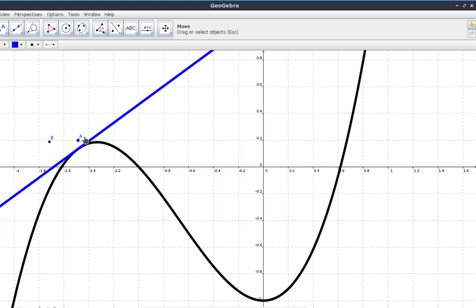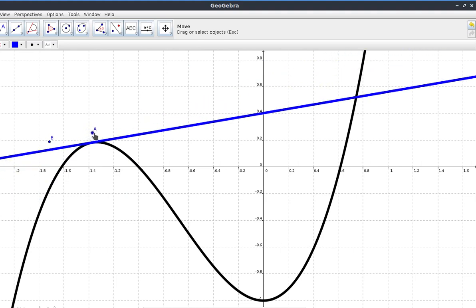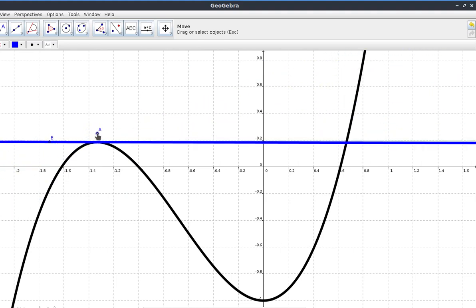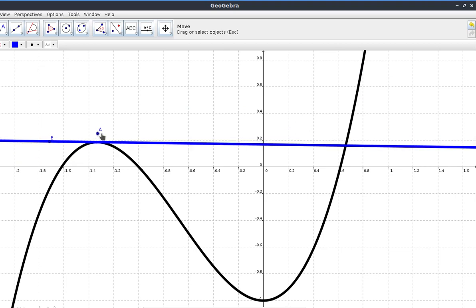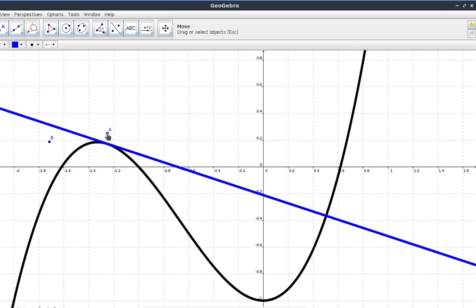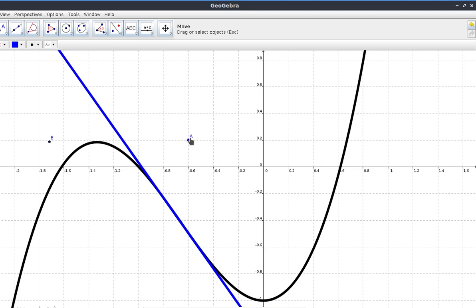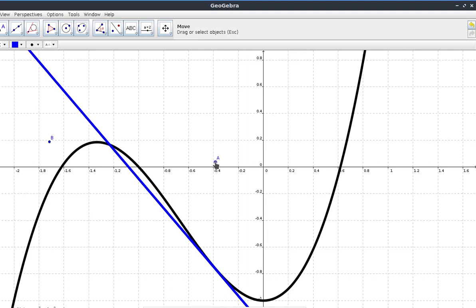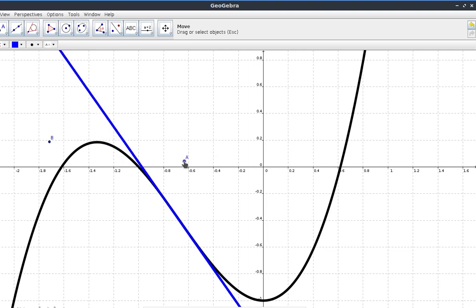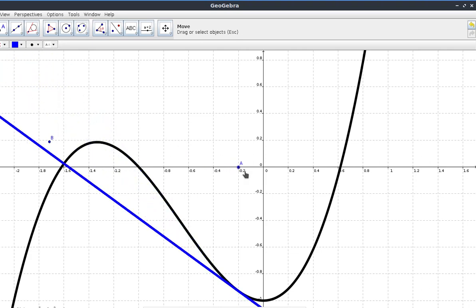As I move, you'll see at the maximum point the gradient goes from positive towards negative. As I move to the right, the gradient is becoming more and more negative. But when the tangent reaches a point of inflection, it stops going more negative and starts going positive. Where it stops and changes direction is a point of inflection, and then it swings upwards.